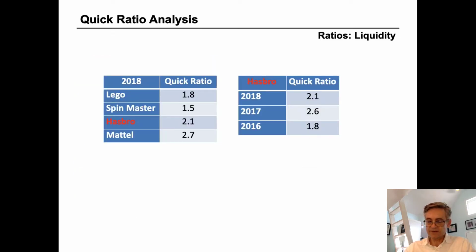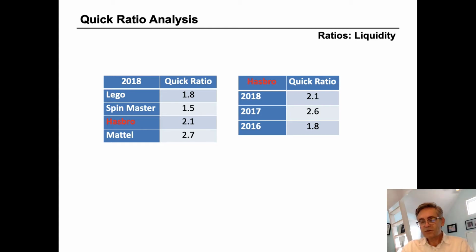And we've done that here on the left-hand side. We've got Hasbro relative to its peers in terms of quick ratios of 2018. And from this, we can see that Hasbro is at the higher end of its peer group, and all of these companies are well over the traditional target of 1. And when we use horizontal analysis to compare Hasbro's quick ratio of 2.1 to the same measure in prior years, we can see that Hasbro is less liquid than it was in 2017, but more than in 2016.